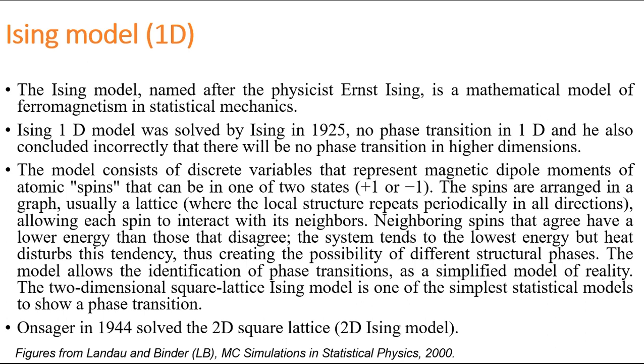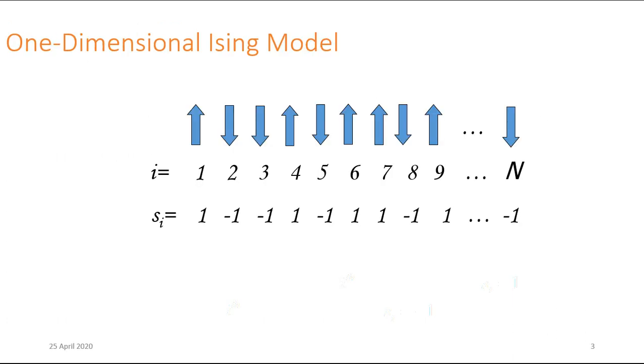However, after this 1D model, the two-dimensional square lattice Ising model was solved by another scientist, Onsager, in 1944. He solved the 2D Ising model and also predicted the phase transition at Tc, the critical temperature. Here is an example of the one-dimensional Ising model. You can see the spins can be up or down. For up the value is 1, for down the value is -1, and they can interact with neighbor spins.